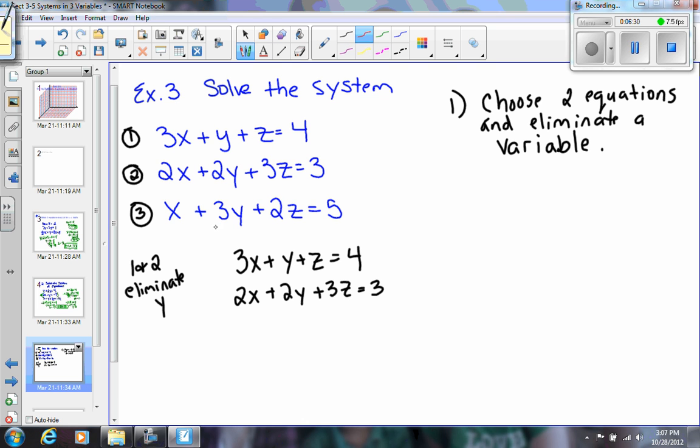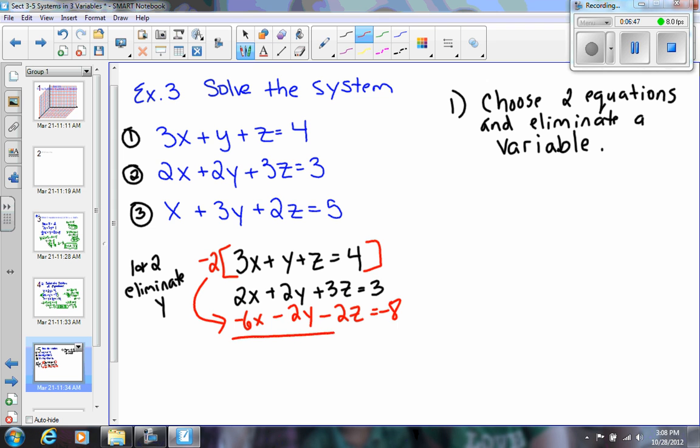So what I'll do is take this top equation and multiply by a -2. I'm going to put that underneath here, and I get -6x minus 2y minus 2z equals -8. The y's drop out. I'll have -4x plus z equals -5. Now, I still have 2 variables, so I'm going to now move on to my second step.